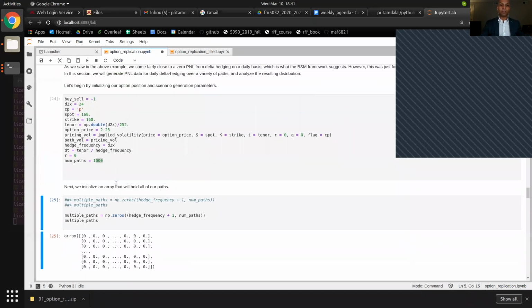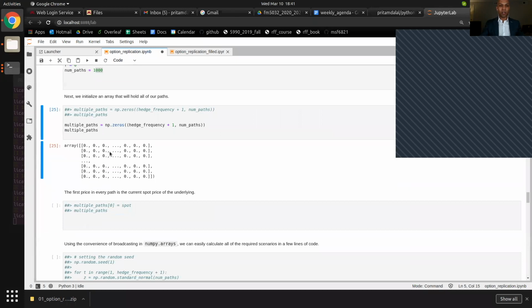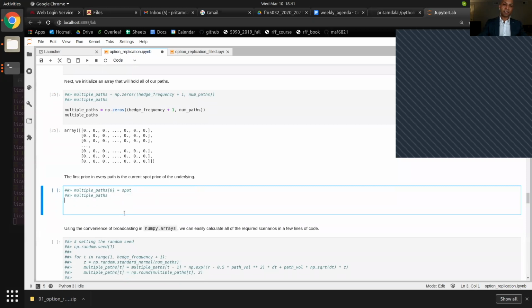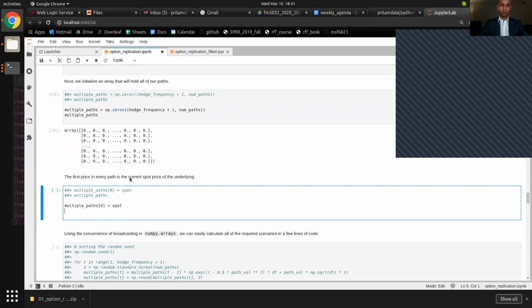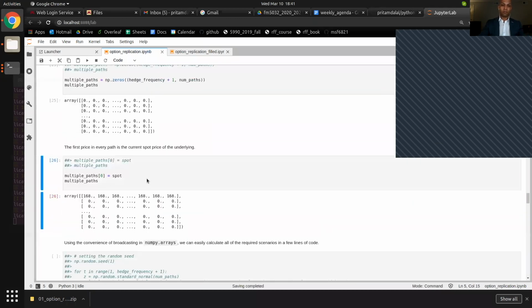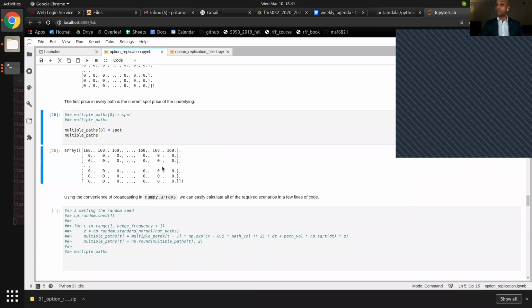This is going to hold all our paths. And I believe the paths are going to go down column-wise. I always forget. So let's set the initial price for all our paths to be the spot price of 168. Cool, yeah, so each column of this array is a path.